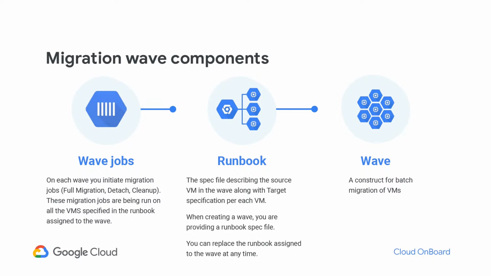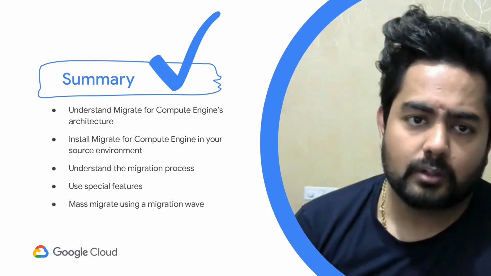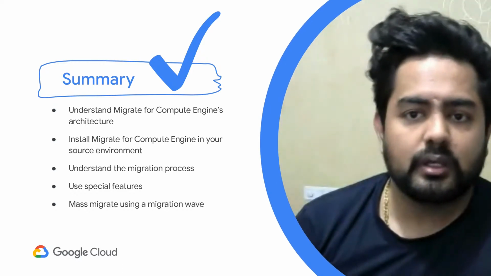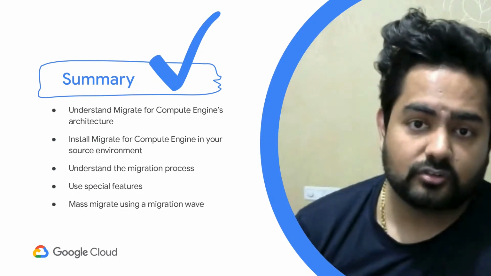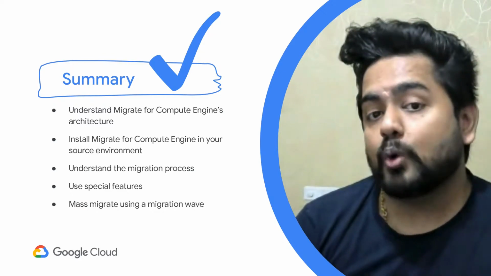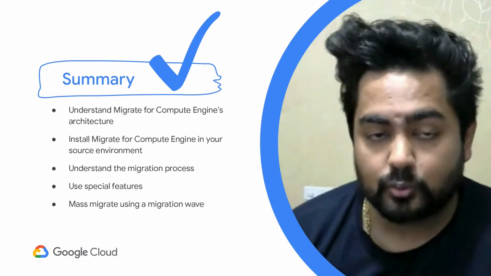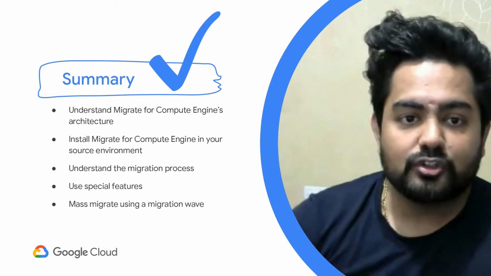Great. So I hope we have understood the whole objective of this module, which is all about migration using Migrate for Compute Engine to migrate from on-prem, offline, AWS, and finally how to migrate in bulk. We spoke about the architecture, how to install it in a source environment, the migration process, and different features like running some test clones. Finally we learned about the migration wave, where we can migrate a large number of machines at once. That brings us to the end of this section, and let's right away jump into the next one.